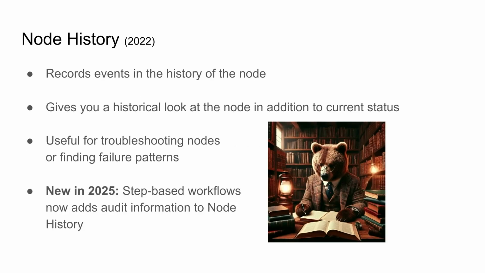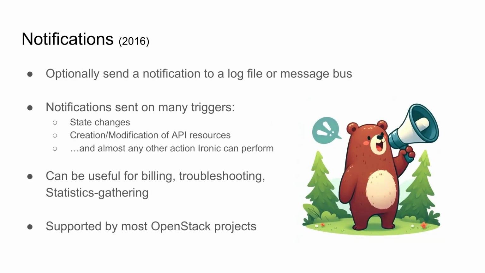We also got node history. Node history was added in 2022 as a database-based log for events that happen to the node. One of the things that we used to always have is sometimes we would have an issue like, say there was an error deploying, and then that node would be undeployed, and then there's an error undeploying. We used to clobber that first error in that case, but now they're all going to be in node history. You can go look. And it's not just useful for troubleshooting a single node, but you can also query this in aggregate to get an idea of failure patterns across your servers to see if you have things wrong. And like I said earlier, step-based workflows are now adding that audit information about what steps ran into the node history for you.